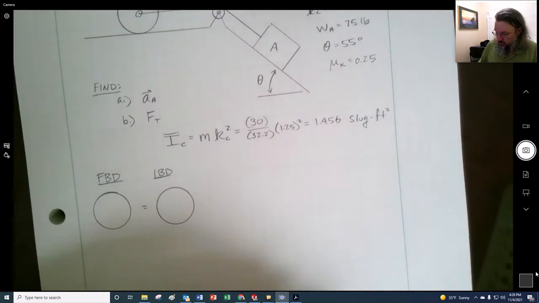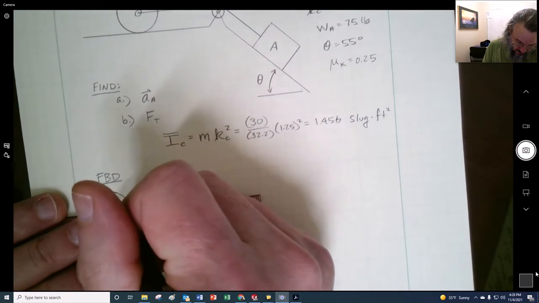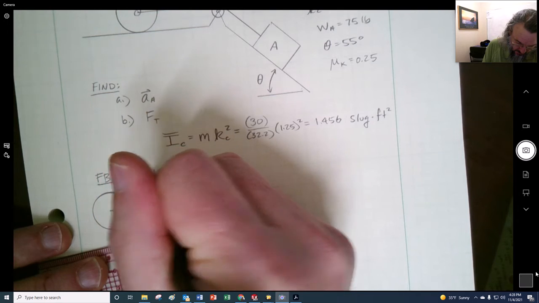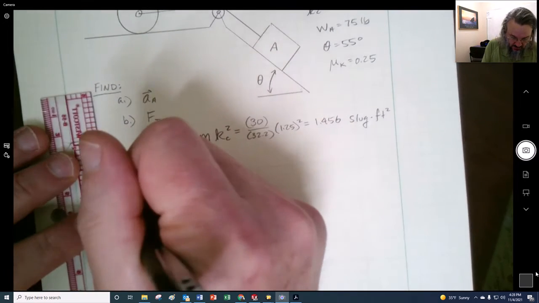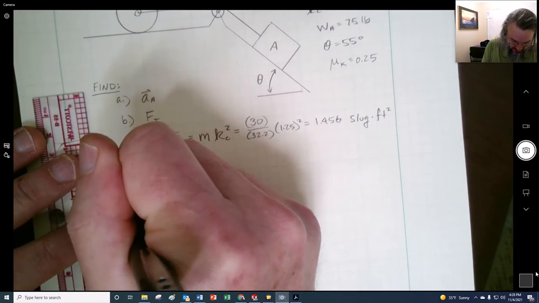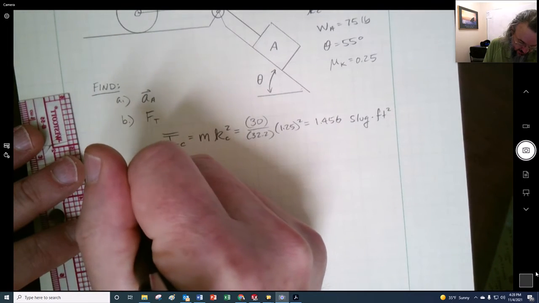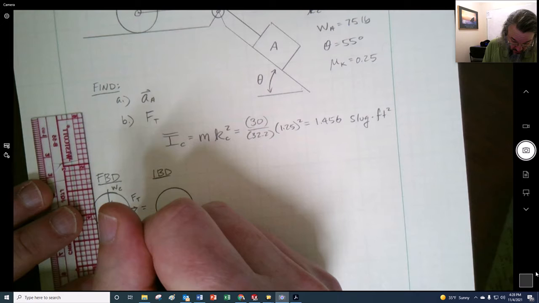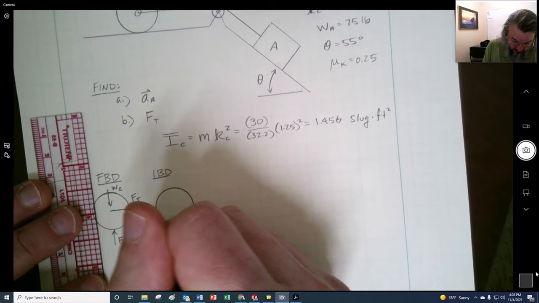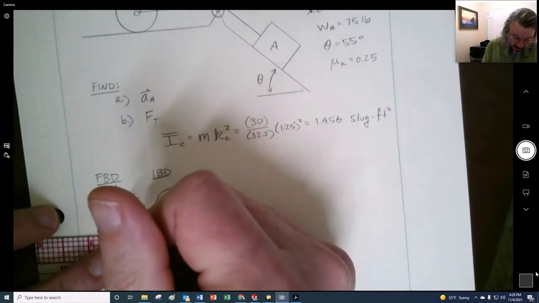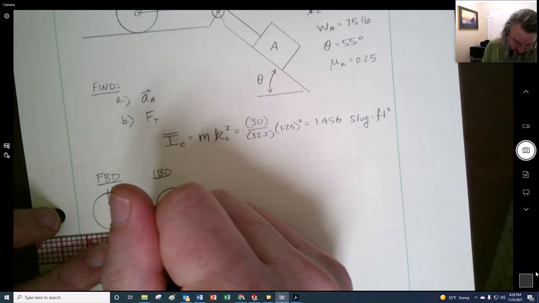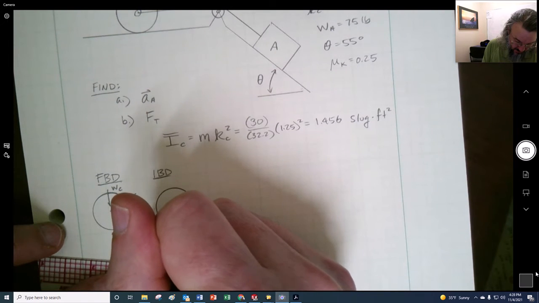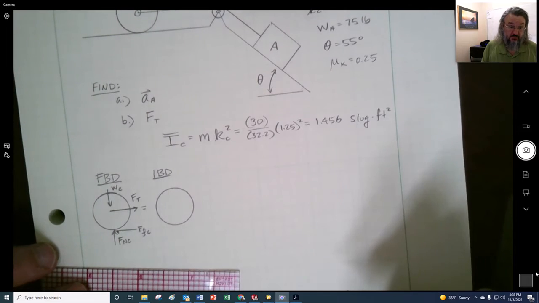So we have this force, that guy coming down, and let's see, we have the weight. So we have the weight of C, and therefore we have the normal force of C, and then we're also going to have a friction. So the friction force is going to go this direction, right there, F_C.